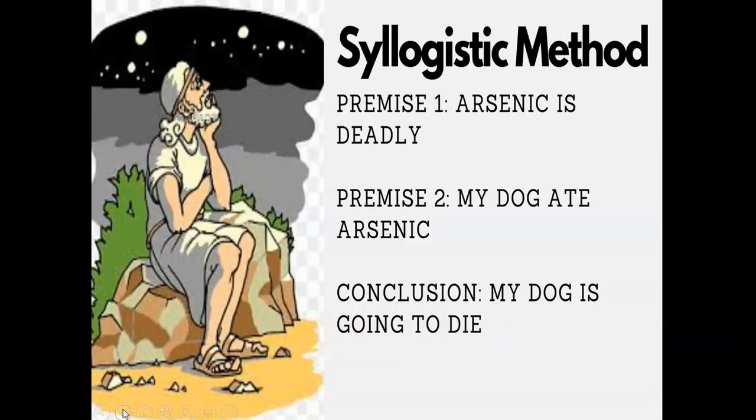And I won't go into the syllogistic method to any great detail or length here. I have other videos where I do that. But in brief, a syllogism is just basically when you argue from premise to conclusion. It's very mathematical. It's how you sustain and create a line of reasoning and stay cogent in an argument. So the first premise might say something like this: arsenic is deadly. Second premise: my dog ate arsenic. Conclusion: my dog is going to die.